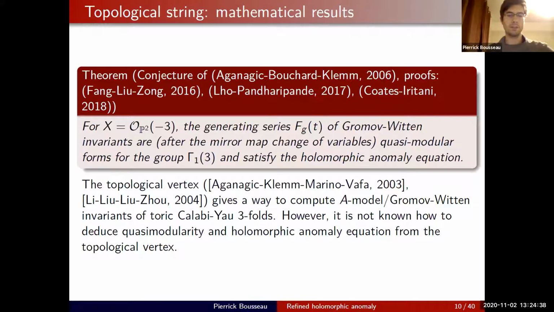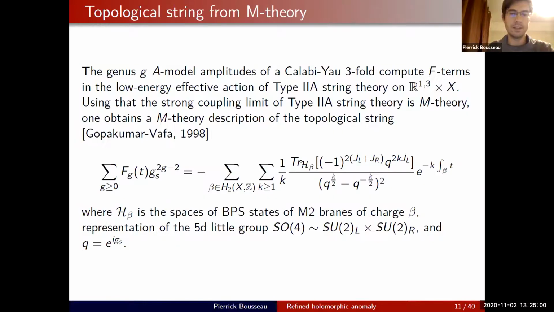Okay, so this was my short review of topological string and the holomorphic anomaly equation. And here I just stated the mathematical result in the very particular case we care about, local P2, where essentially the expected physics result has been proved. And now I start going towards the refined topological string. And for that, I recall the embedding of topological string in M theory.